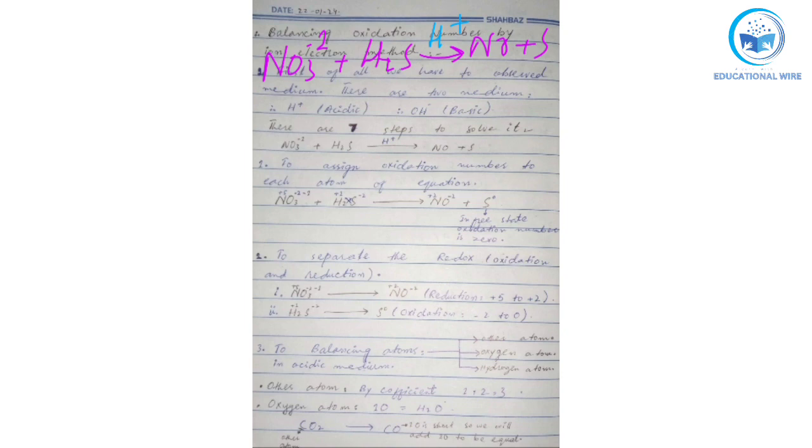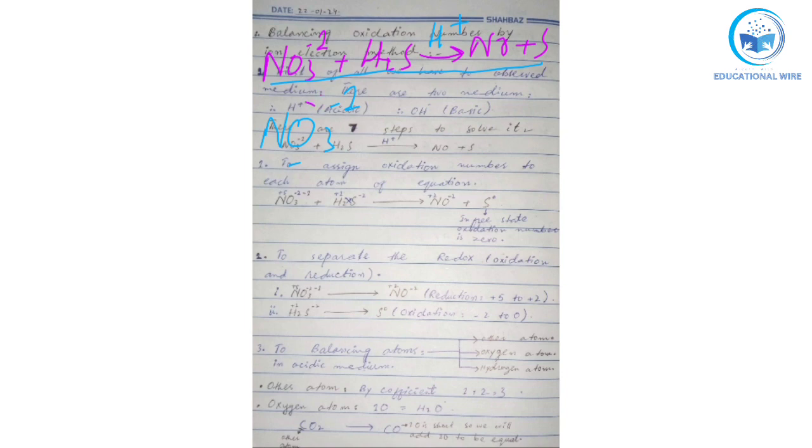The first point says to assign oxidation number to each atom of the equation. So let me write this again, that is NO3, where here is 3, and at the top here is minus 1. When it is written far away from the element, minus 1 means it's a charge. But when it's written near, it means it's an oxidation number. So first of all, we will find the oxidation number of NO3.